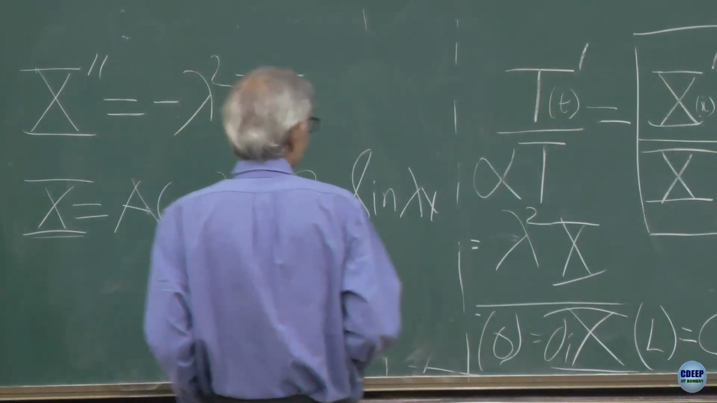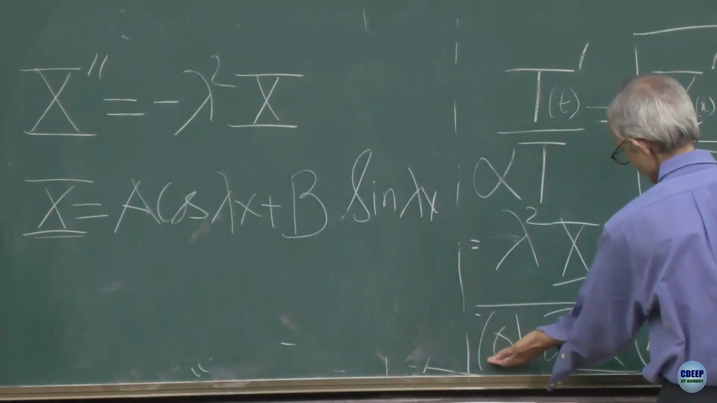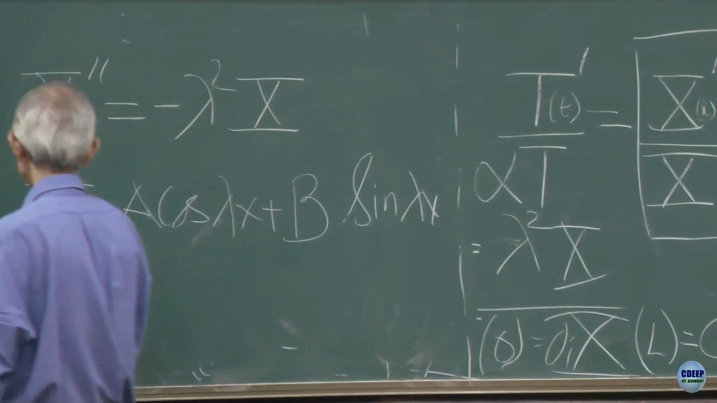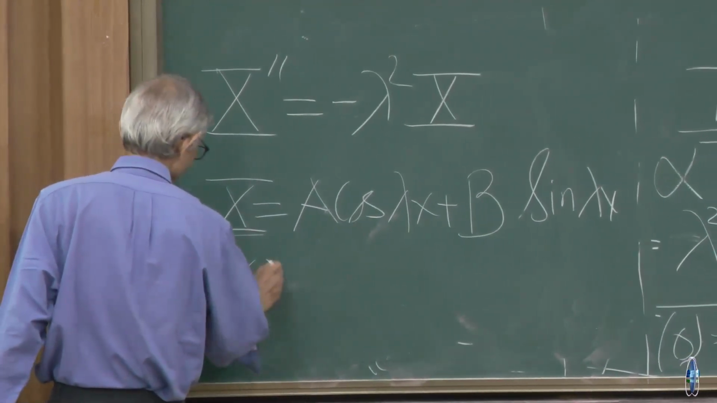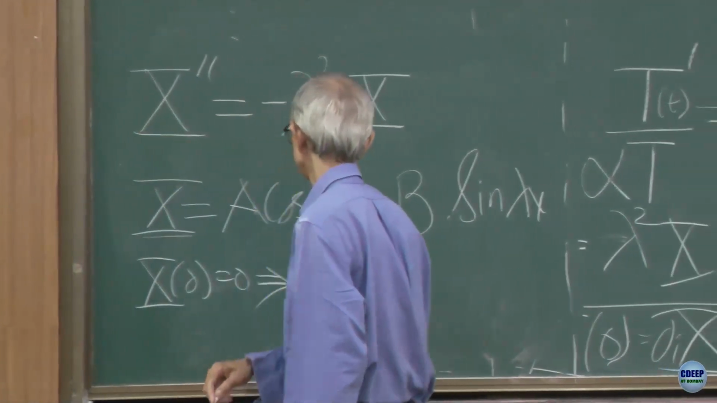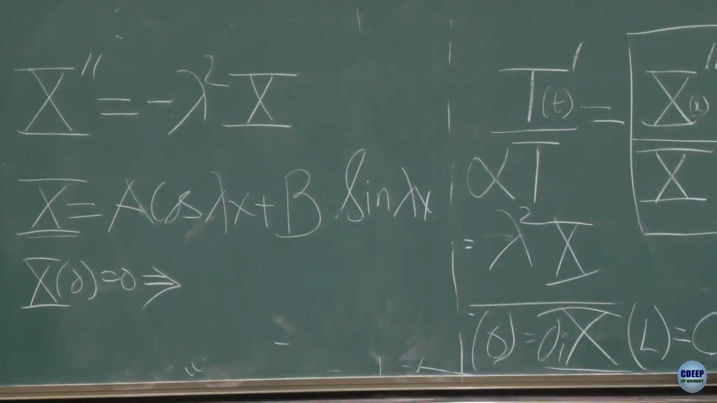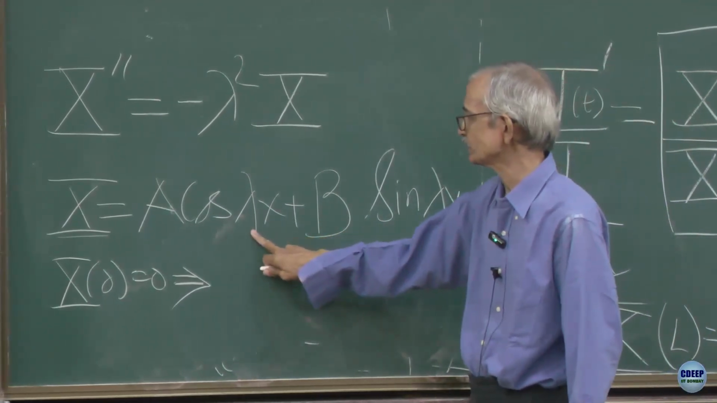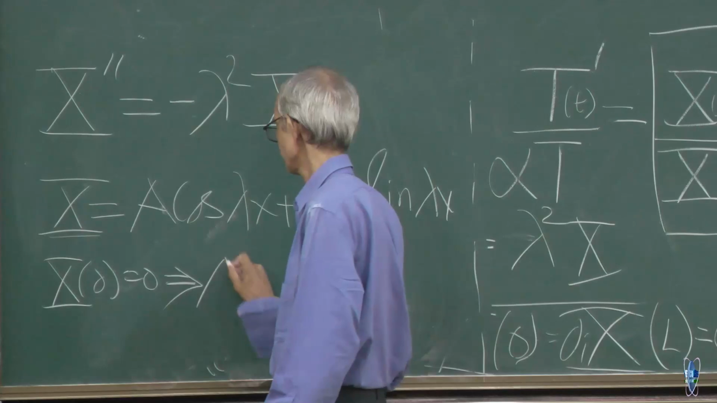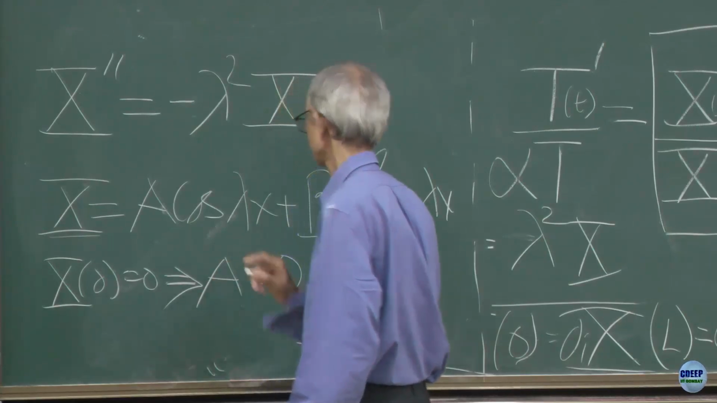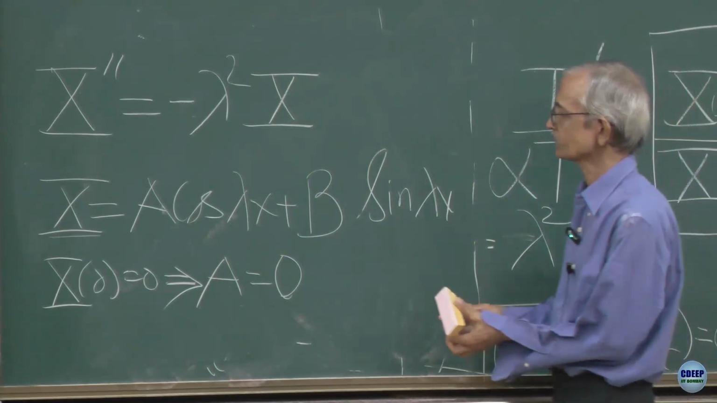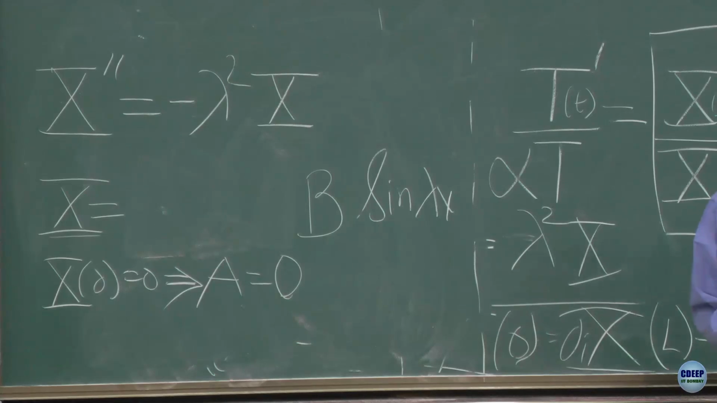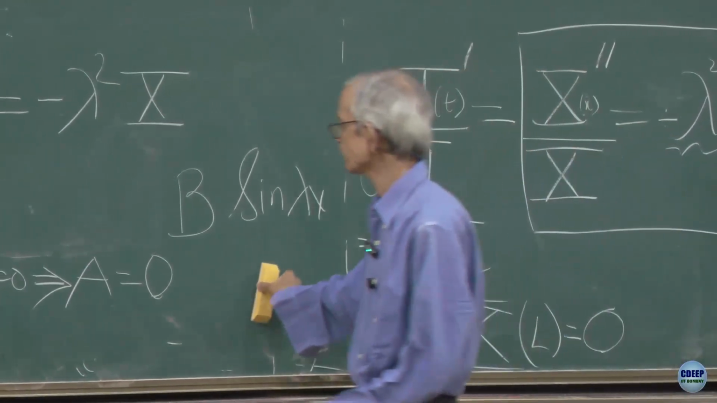Now I have got my conditions here, X of 0 equal to 0 and X of L equal to 0. So X of 0 equal to 0 implies what? A is equal to 0, right? Because sine 0 is 0, cos 0 is 1, so A becomes equal to 0. So my X becomes equal to B sine of lambda x. So that's one condition taken care of.